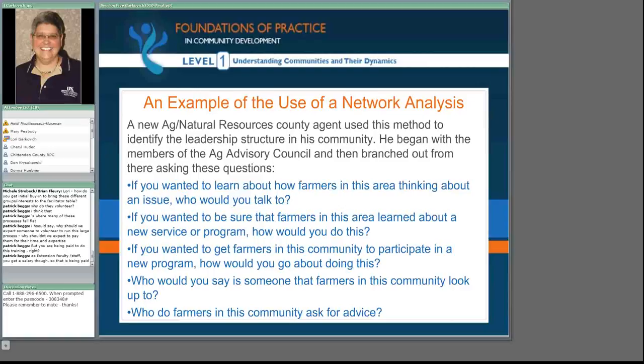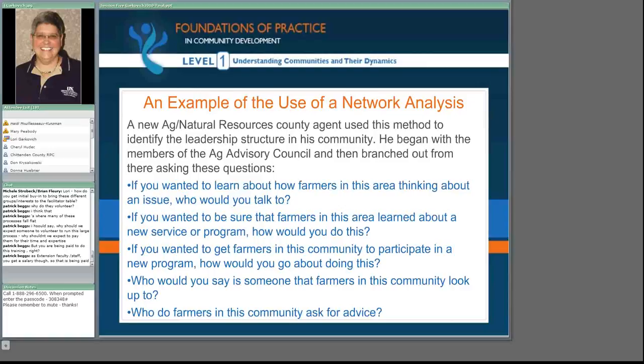He talked to, over the course of a couple of weeks, about 25 people altogether, building out from his Ag Advisory Council. And what he discovered was that whether these people were on the Ag Advisory Council, or belonged to the Kentucky Beef Council or the Beef Network or any other kind of local farm-related organization, there was one person that came up in every single conversation. If you want to get things done, this is who you go to. If you want to know what's going on, this is who you go to. And interestingly, that gentleman was not a board member of any of these organizations.